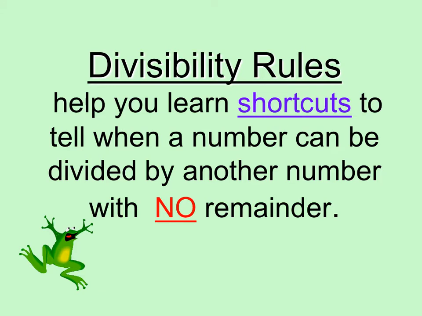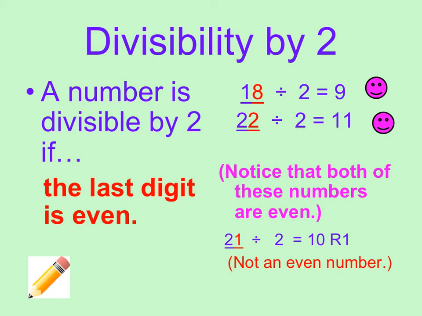Divisibility rules are shortcuts or math magic tricks that help you know when a number can be divided by another number with no remainder. The rule for a number being divisible by 2 is that the last digit must be even. Because if the last digit in the number is even, the whole number is even. On your notes, fill in the area for a number being divisible by 2 so that it says the last digit is even.